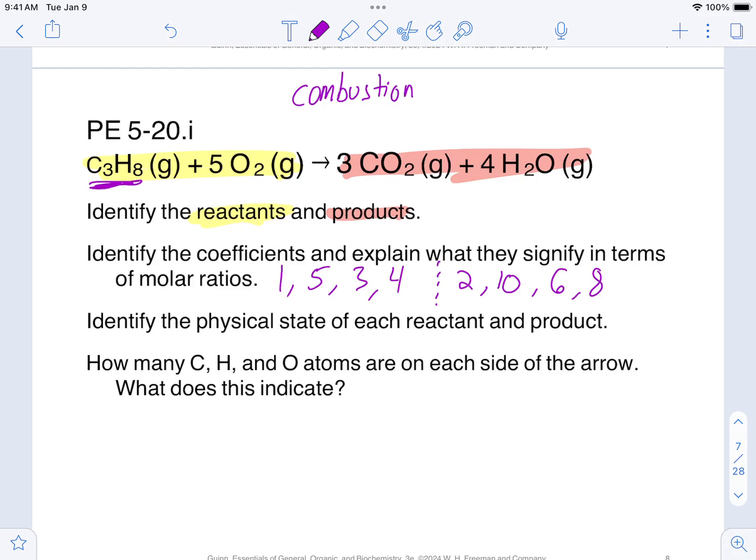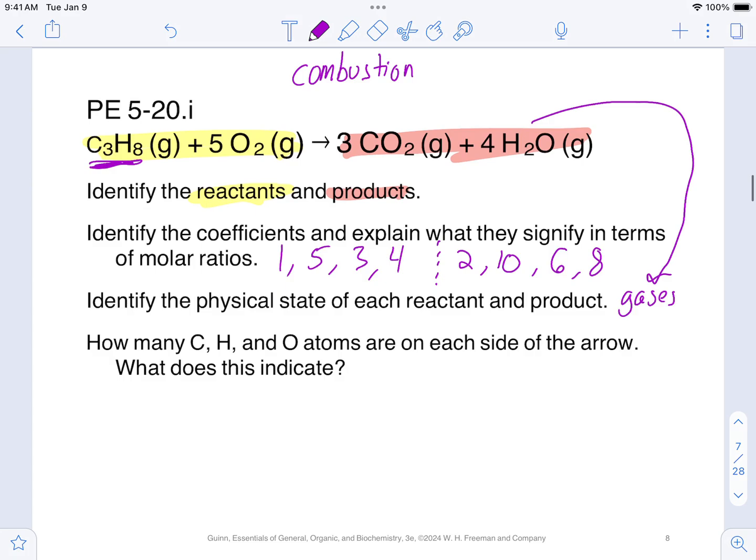The next question says, identify the physical state of each reactant and product. So we are looking at the parentheses, and it looks like all of them have G's after them. So they are all gases. Water in the form of a gas would just be your water vapor. And lastly, and this will get into our balancing then, it says how many C, H, and O atoms are on each side of the arrow.